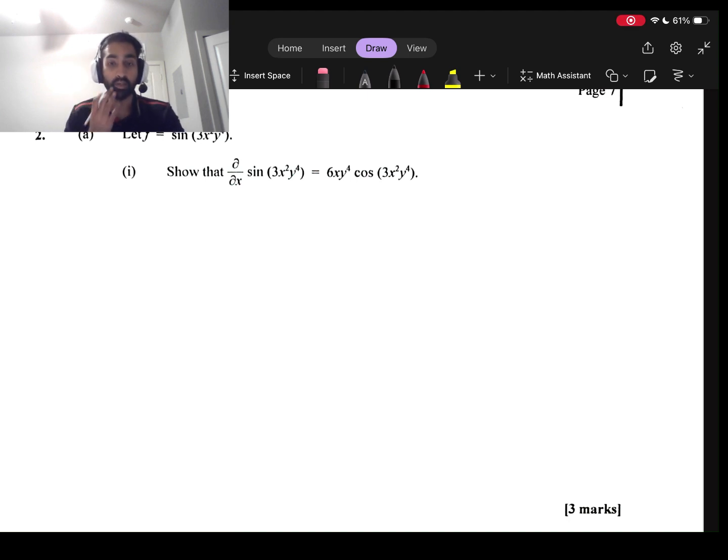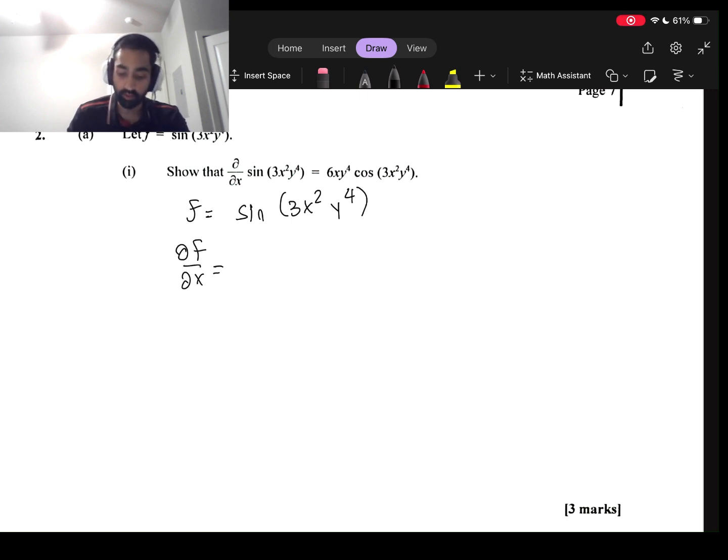Okay, now to remind you, when you have to find the partial derivative with respect to x, one thing you have to do is make sure you're just treating y as a constant and then you're just doing normal differentiation. So if f is equal to sine of 3x squared y to the 4, then df/dx, well, the first thing is I have to differentiate sine. I'm using the chain rule. So when I differentiate sine, I get cosine 3x squared y to the 4, and I have to multiply by the derivative of the inside.